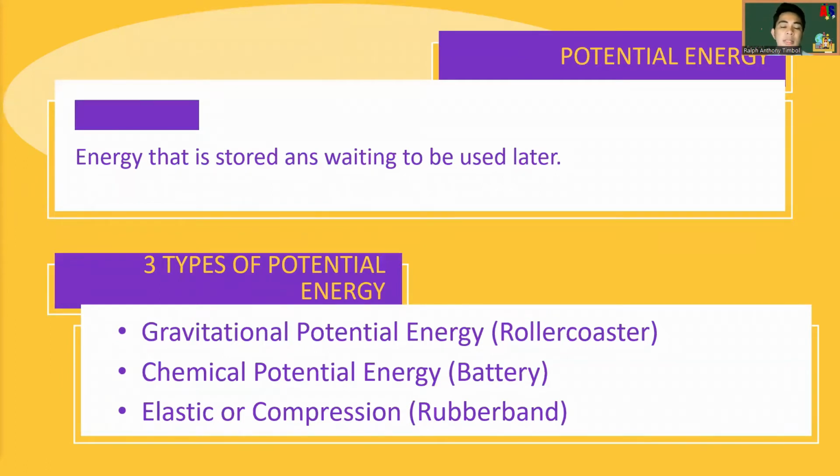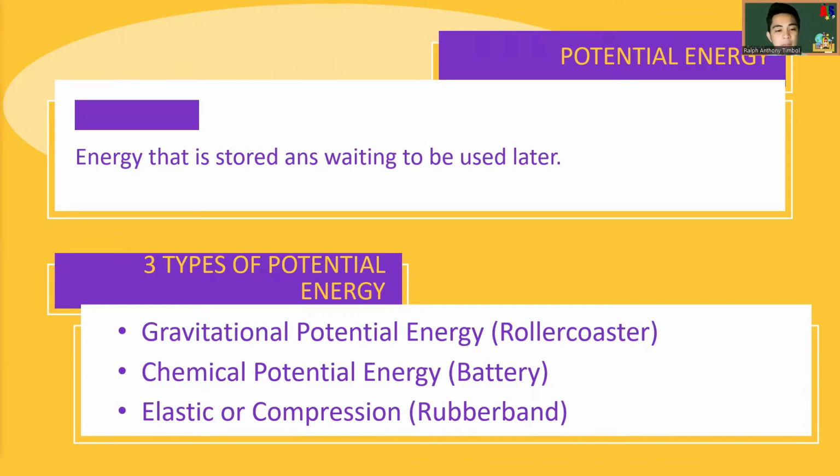Let's talk about the potential and kinetic energy muna. These are the energy that are being classified in their state, o depende sa kanilang kalagayan. Now, energy that is stored and waiting to be used later is the potential energy. From its name, potential, it is not being used yet. It is being stored at the moment. Hindi pa siya ginagamit.